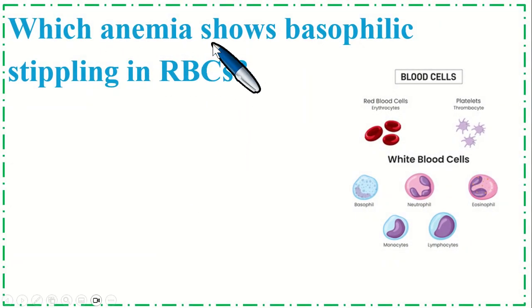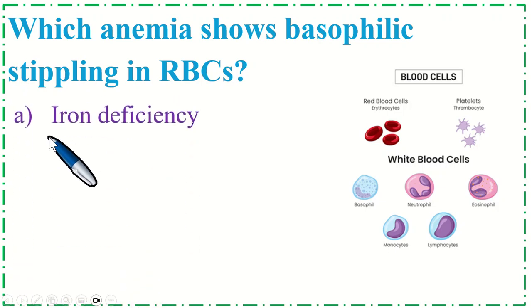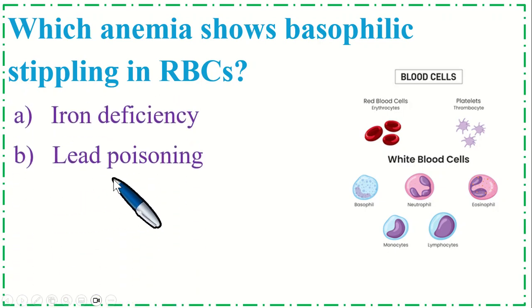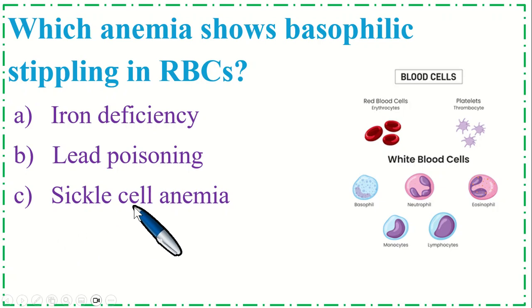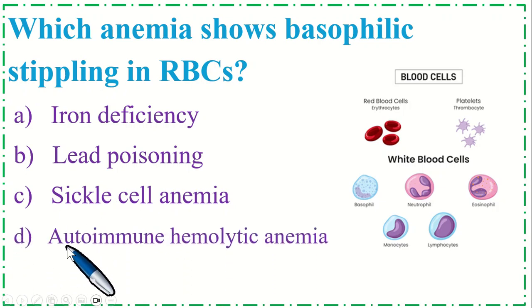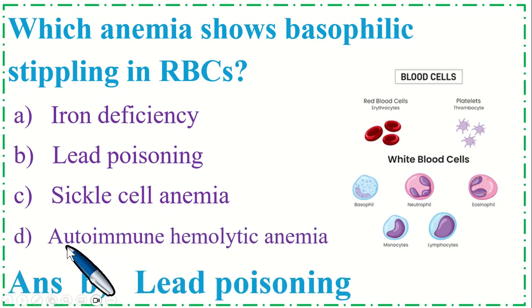Which anemia shows basophilic stippling in RBCs? Option A iron deficiency, B lead poisoning, C sickle cell anemia, and option D autoimmune hemolytic anemia. So the correct option is B lead poisoning.